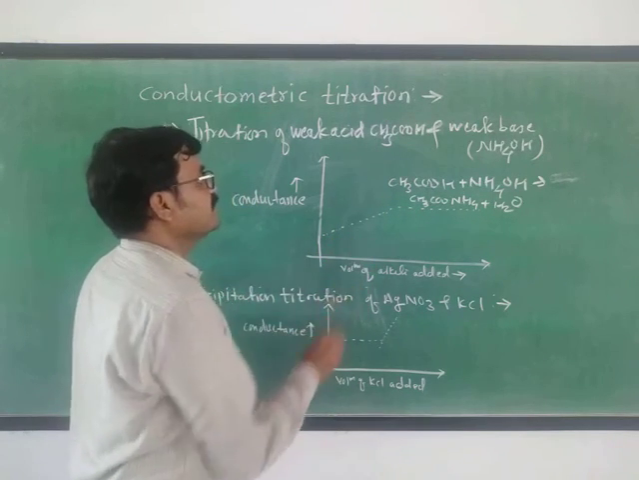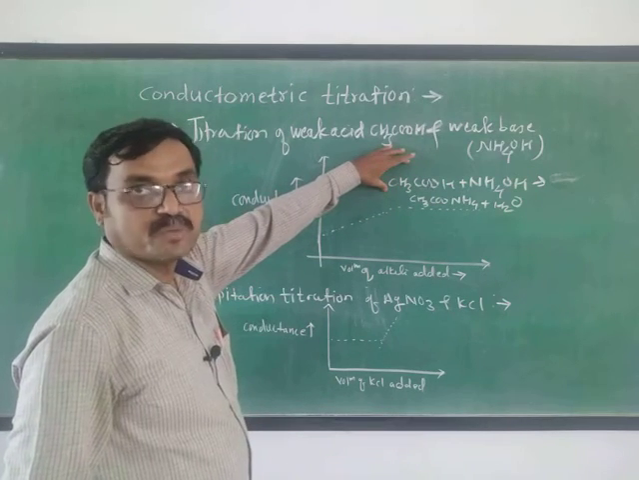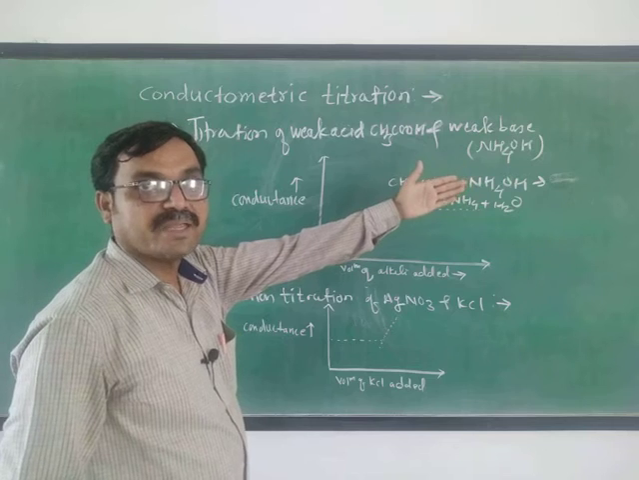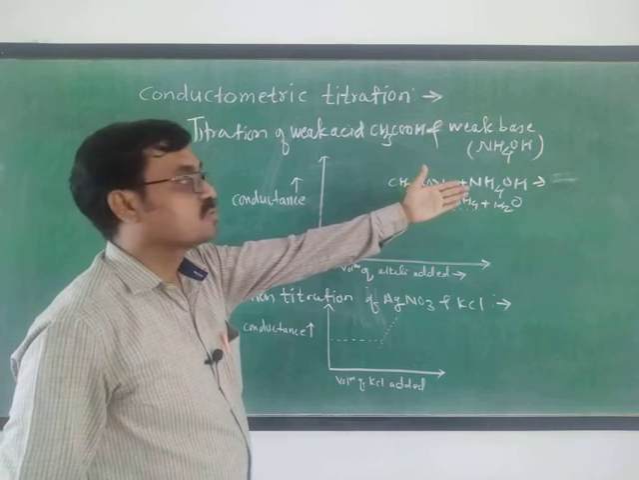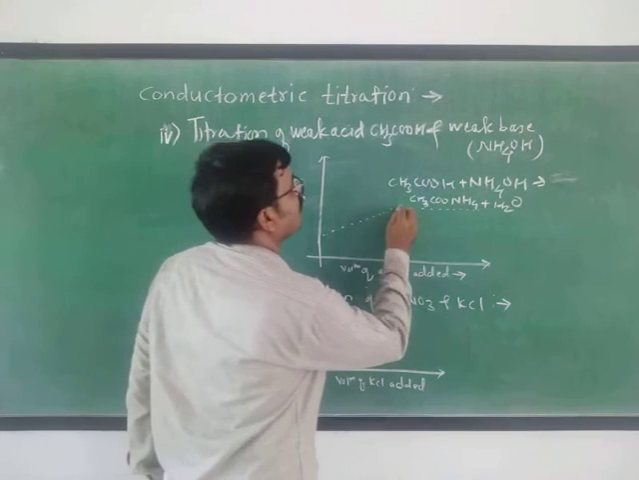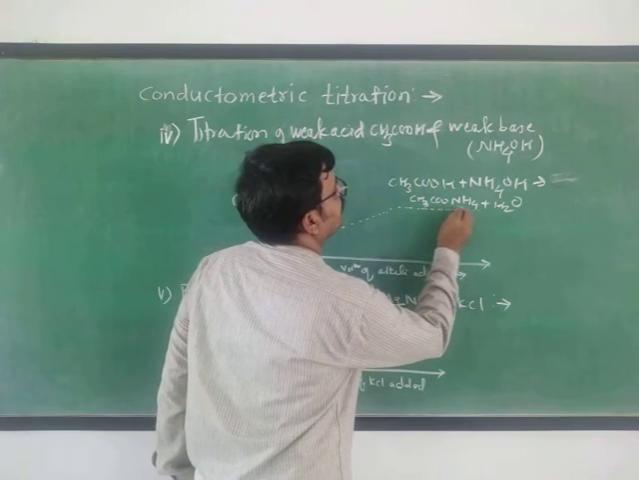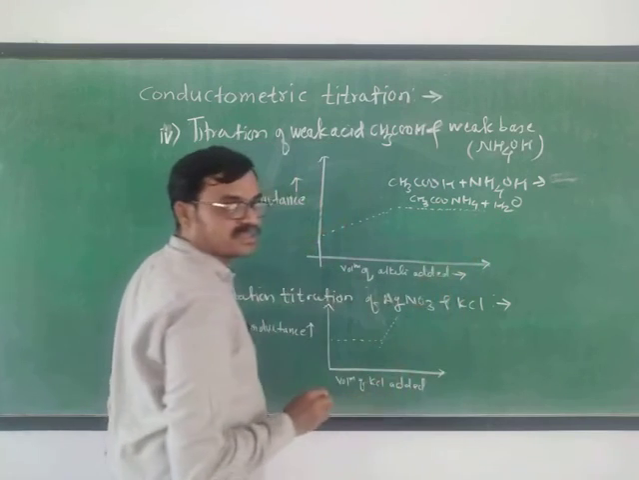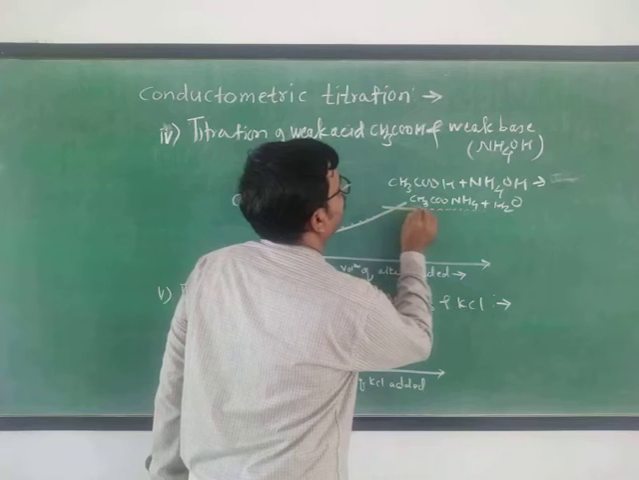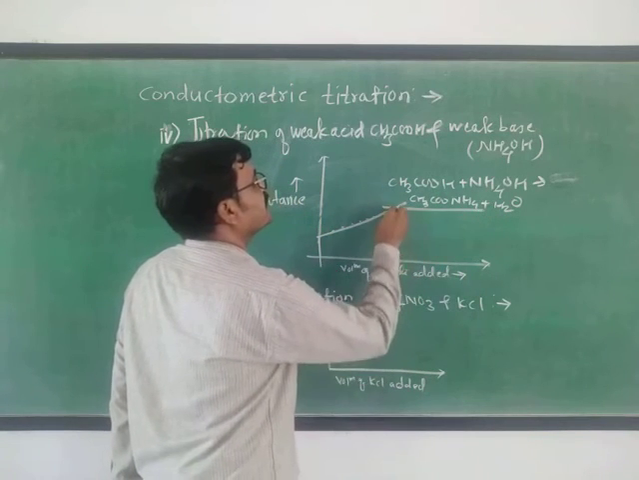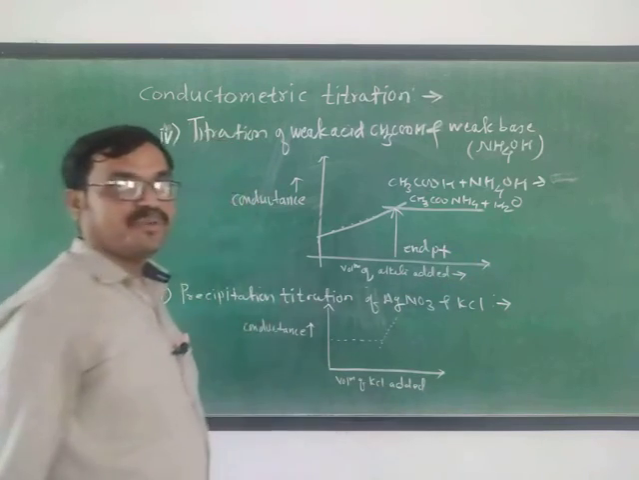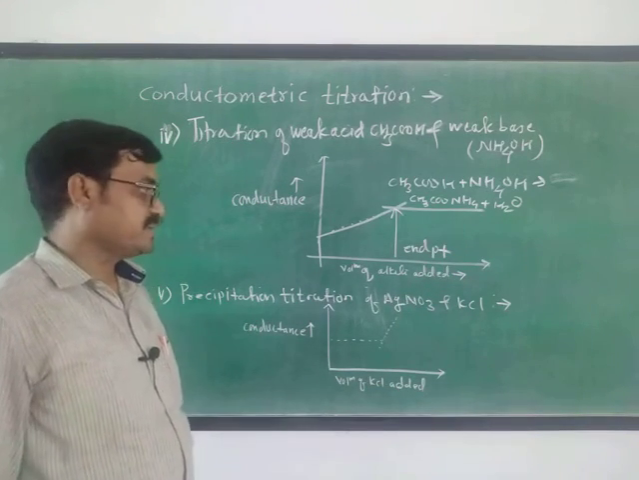As soon as this acetic acid gets consumed and still our addition of NH4OH continues, again due to weak ionization of this NH4OH, there is no appreciable change in the conductance and we get a straight line. If we extrapolate these two lines, there will be a point of intersection, and this is nothing but the end point for the titration of weak acid versus weak base.